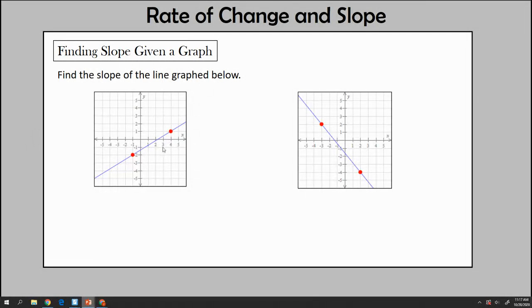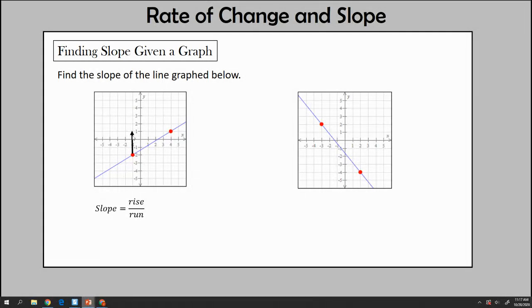The second idea is to find the actual slope given a graph and given two ordered pairs on a graph. If I'm given a situation like this, there are often two different ways you can do the problem. Sometimes the most direct way is the easiest way. We know slope is rise over run, right? So what is the rise and the run to get from this point to that point?